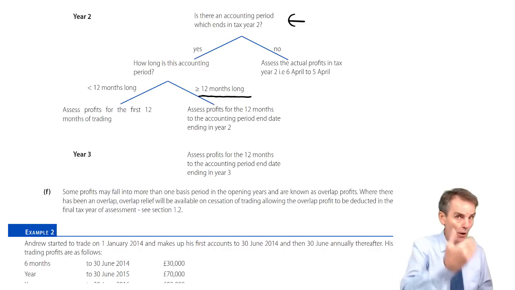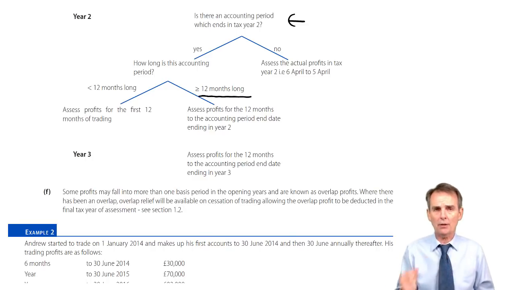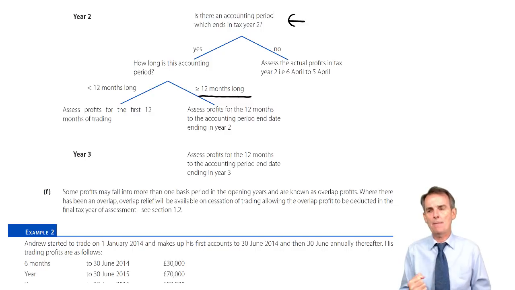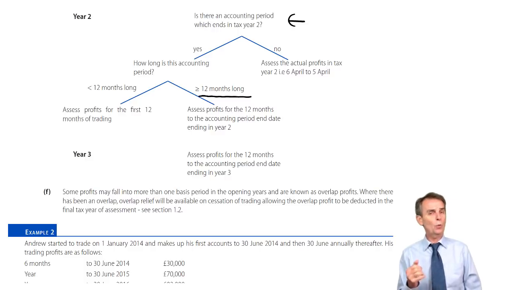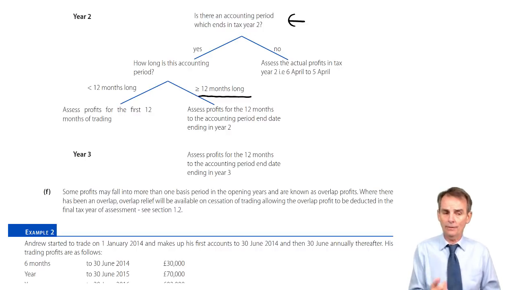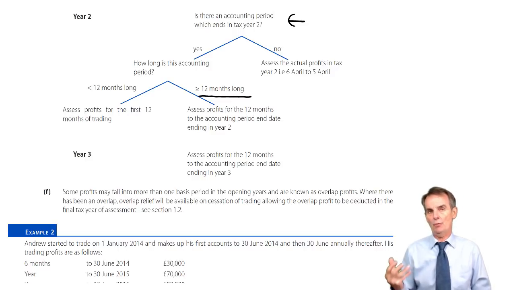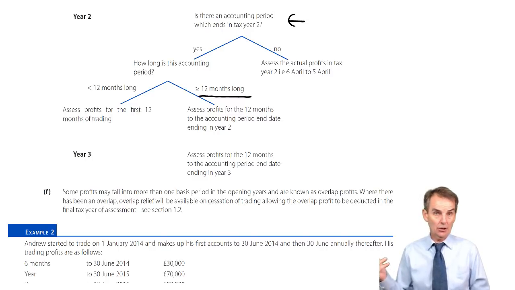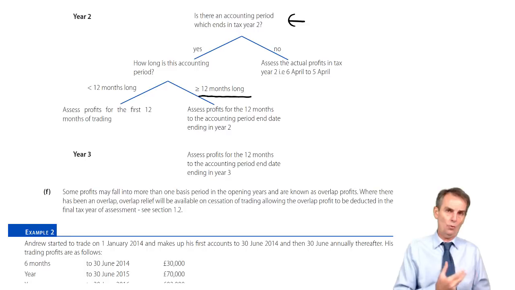Now, if you remind yourself and go back to that example in our first session of this chapter, we had a short period, a 9-month period. We started to trade on the 1st of January 17 and prepared accounts to the following 30th of September 17. So in the second tax year, we had a 9-month period. If a short period ended in that second tax year, what did we do? We took the profits of the first 12 months of trading. What did that involve? It involved taking all of the profits of the short opening period and adding to it as many months as required from the second profit-making period, the 12-month period, to make it up to 12. We used the profits of the first 12 months of trading.